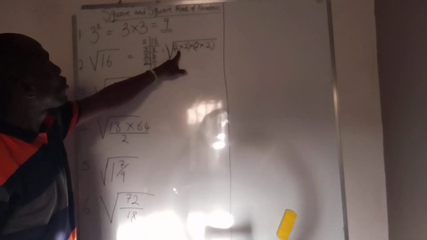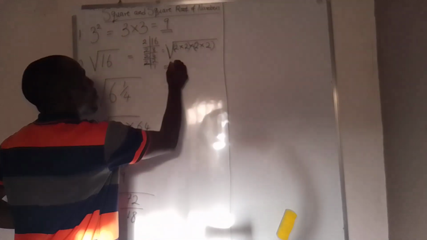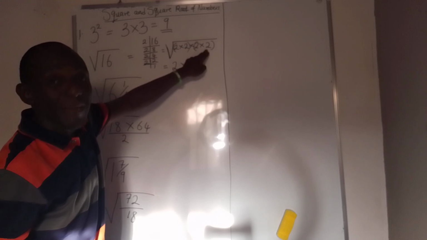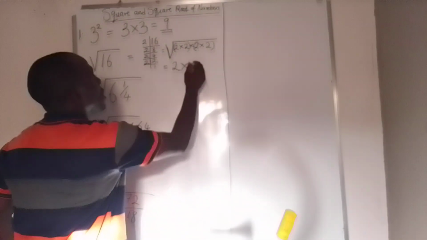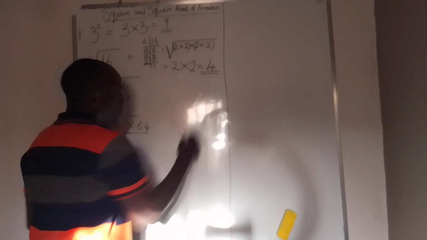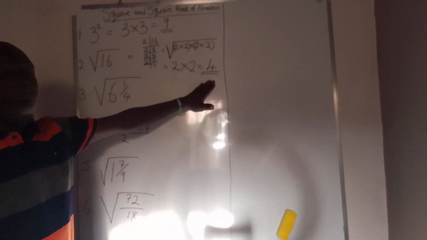Now, for each pair of the same thing, we pick 1 out of it. Multiply by these 2 again; they are the same thing, so we pick 1 out of the 2. We still have 2. So 2 multiplied by 2 is equal to 4. So the square root of 16 is equal to 4.